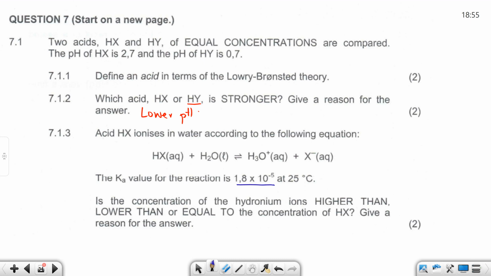Now, if it's a weak acid, what do we know? The concentration of the hydronium ion is very small. So, is the concentration of hydronium ion higher than, lower than, or equal to? It's lower than. Give a reason for your answer. Ka is less than 1. It is a weak acid.